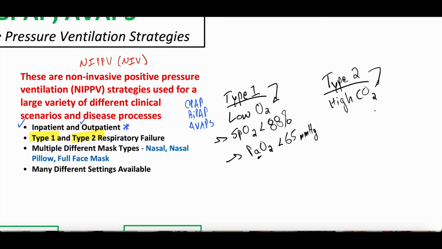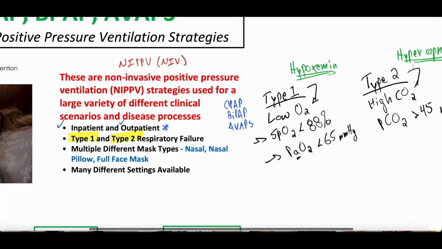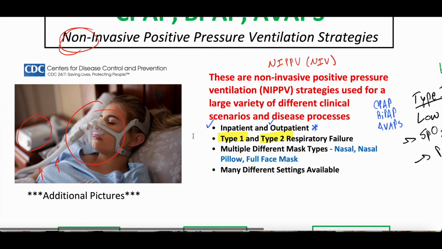And we usually judge this off an arterial blood gas, and we'd say a PCO2 of greater than 45, again millimeters of mercury, would suggest hypercapnia, or high CO2. So hypoxemia would be another term we use to describe low oxygen in type 1 respiratory failure. And hypercapnia would be a term we use for high CO2, or type 2 respiratory failure. So these non-invasive positive pressure ventilation strategies can be used for both type 1 and type 2 respiratory failure, although in slightly different ways, which we're going to get into.